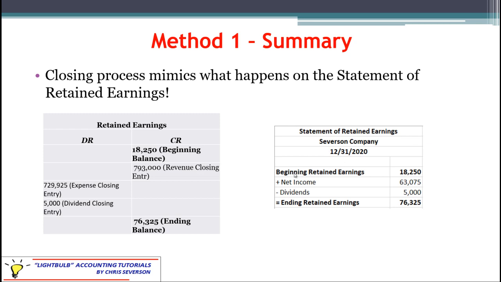So notice that in the statement of retained earnings, we start with the beginning retained earnings balance. We add in net income. We subtract dividends. And we get an ending retained earnings balance.